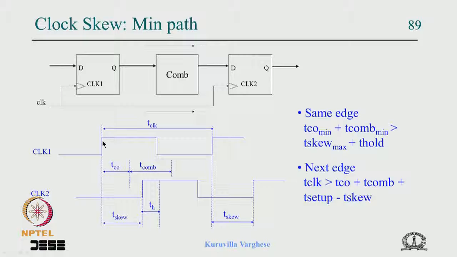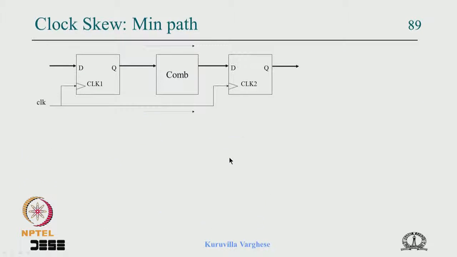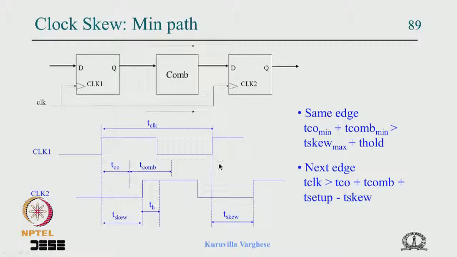And if a violation happens, reducing the clock frequency is of no use, because in the earlier problem, if we have a clock period which cannot accommodate this kind of skew, then we can increase the clock period. But in a min path problem it is not related to the clock period at all, because we are talking about the same edge of the clock, or edges which are delayed by the skew. So the only way to avoid a hold time violation is to increase the combinational delay or the logic delay.